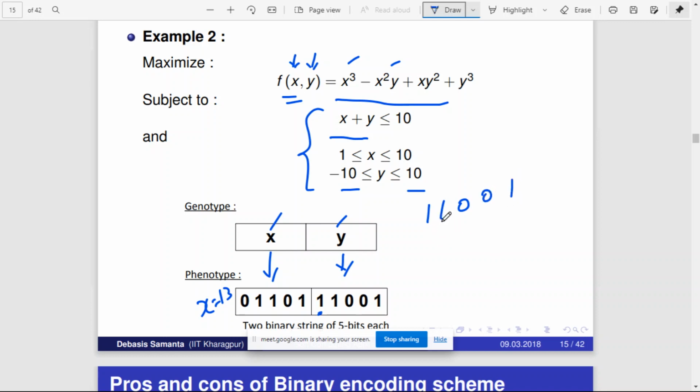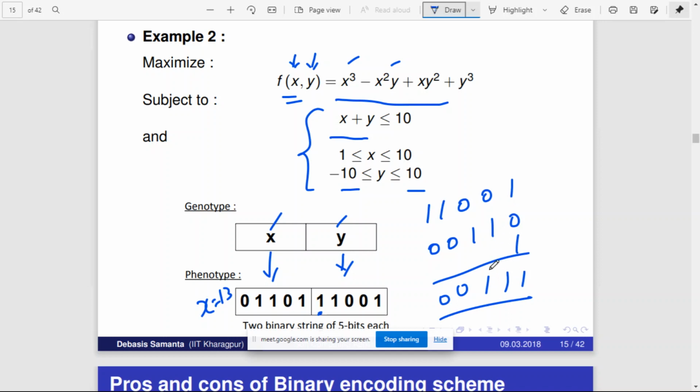2's complement is nothing but adding 1 to the 1's complement. So take the 1's complement, that is convert all 1's to zeros and all zeros to 1's. Again add 1 to that, that is nothing but the 2's complement. 0 plus 1, 1 1 1 0 0. So what is this value?